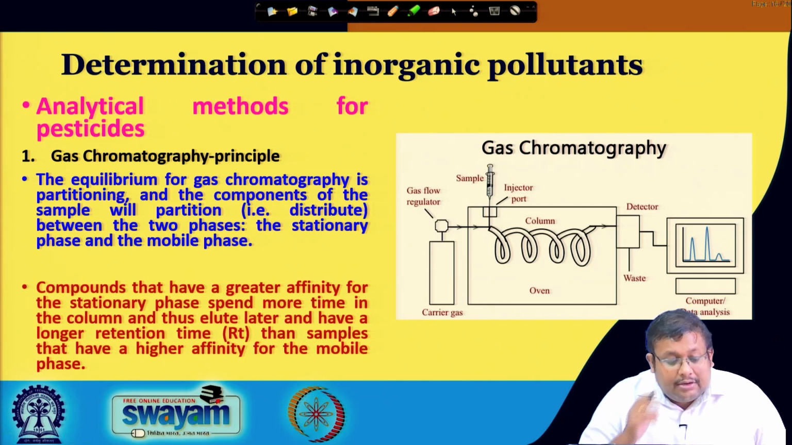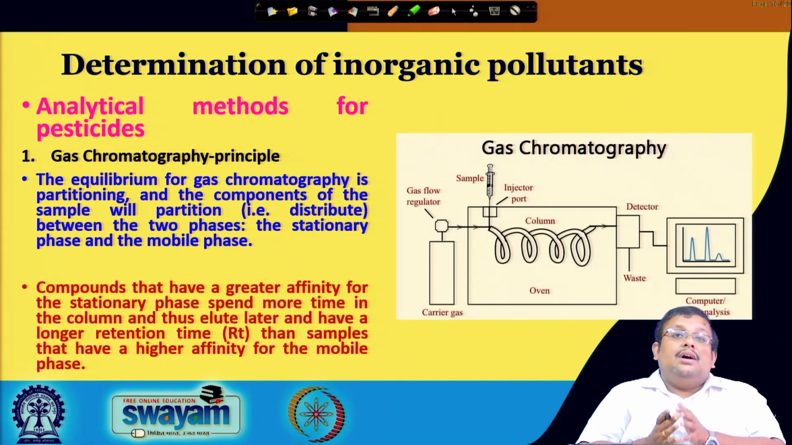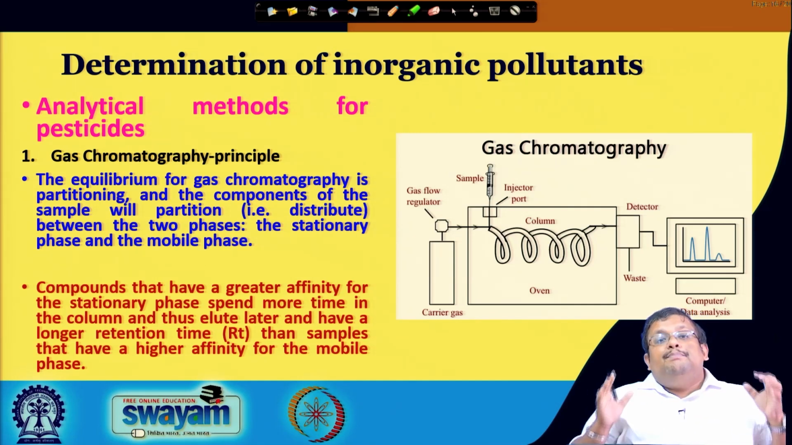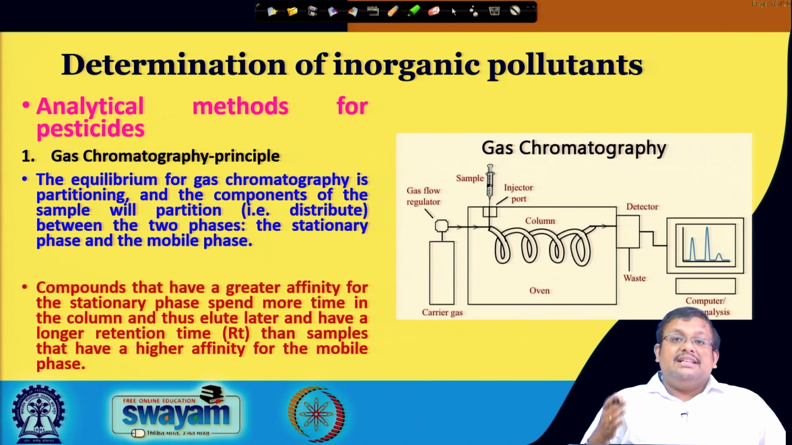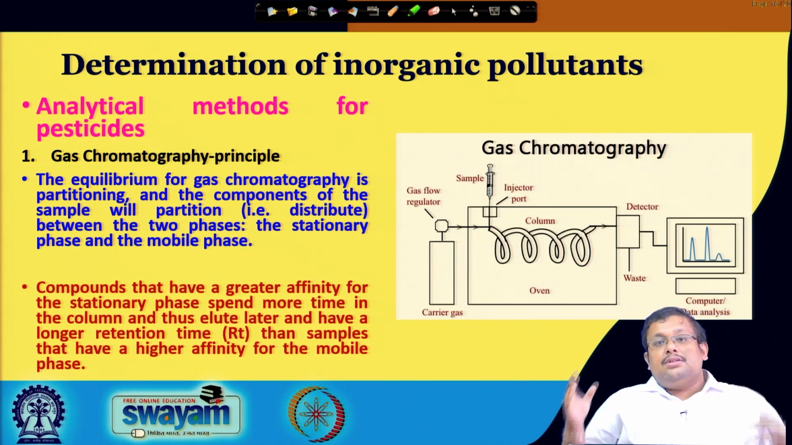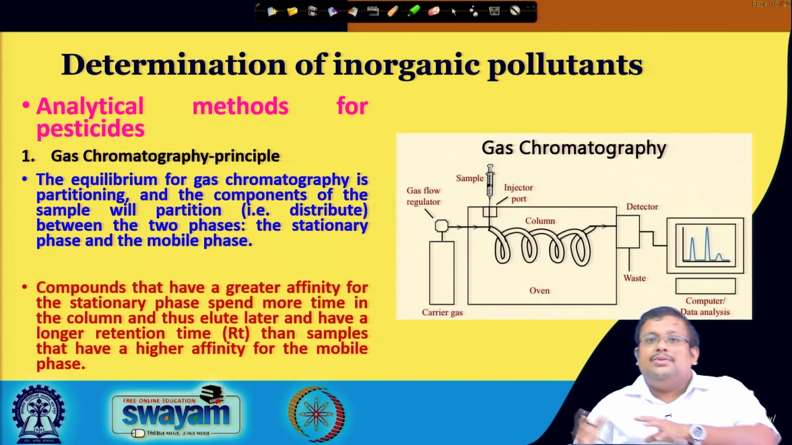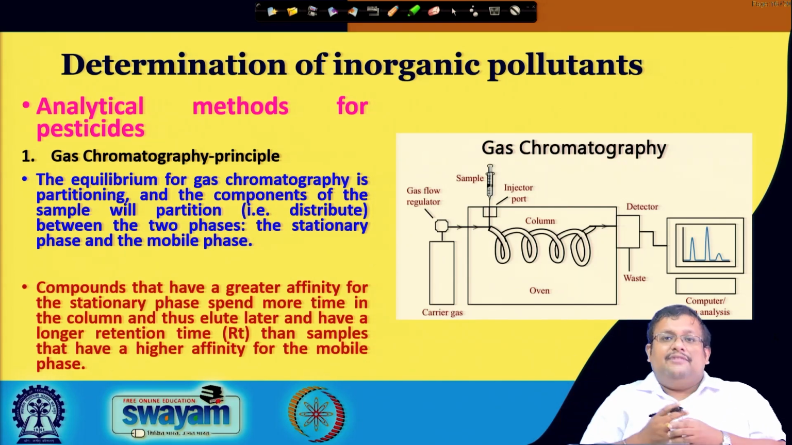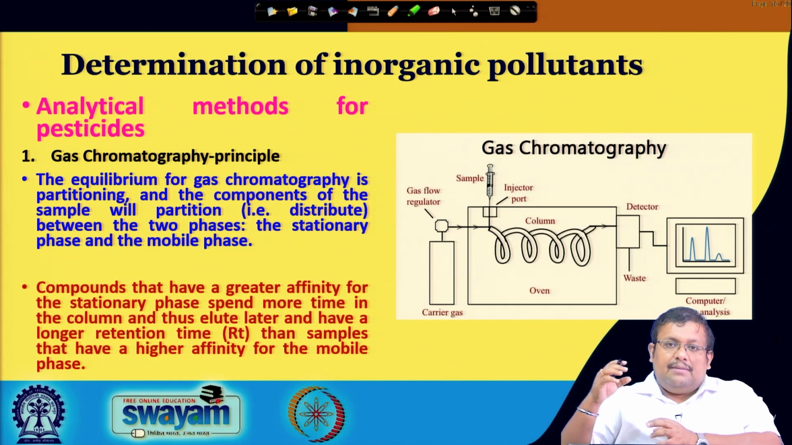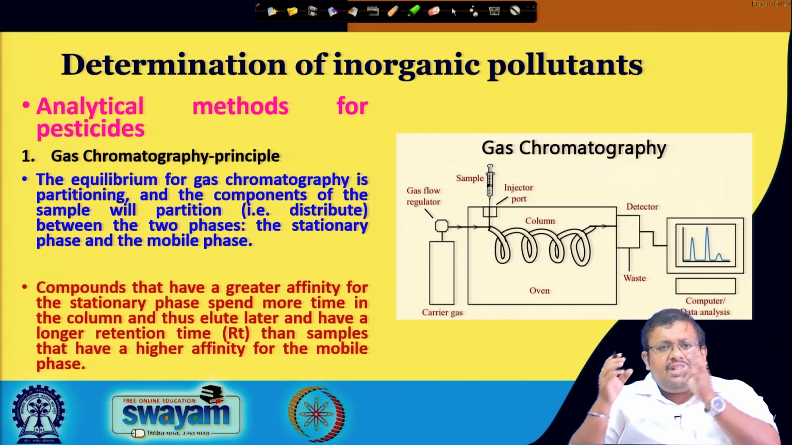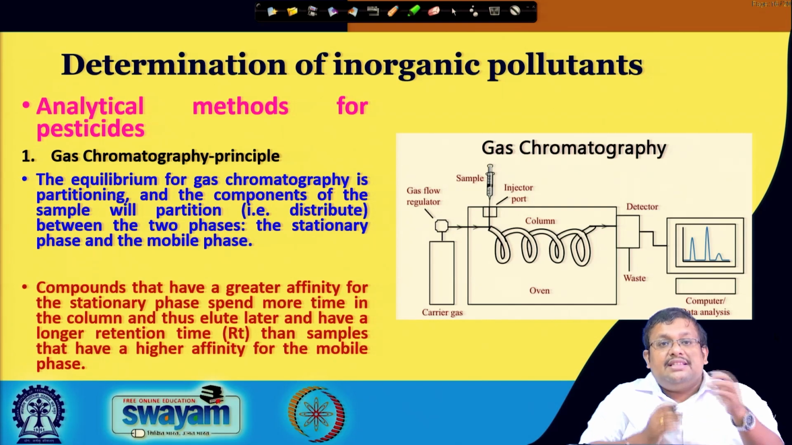Now, the equilibrium for gas chromatography is partitioning, and the components of the sample will partition or distribute between the two phases, that is the stationary phase and the mobile phase. So, when the sample moves with the mobile phase through the stationary phase present in this column, the components will differentiate themselves and separate out.